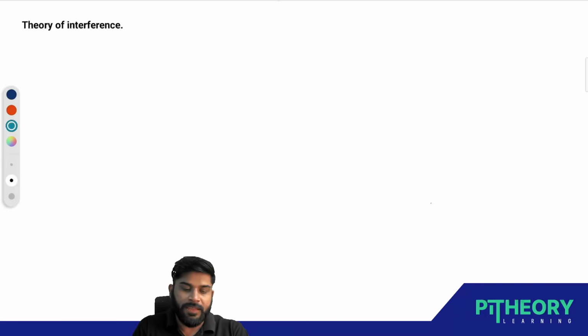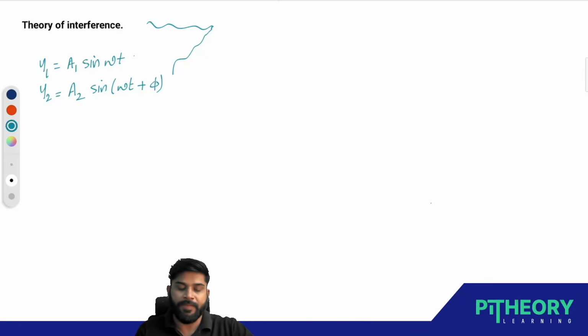So let's say the displacement due to the first wave, we have two waves that are meeting together at a point, is y1 equal to A1 sine omega t. And let's say the displacement due to the second wave is y2 equal to A2 sine of omega t plus phi. If I'm finding the resultant displacement, by the principle of superposition, it is y1 plus y2, very clearly. So this will be equal to A1 sine omega t plus A2 sine of omega t plus phi.